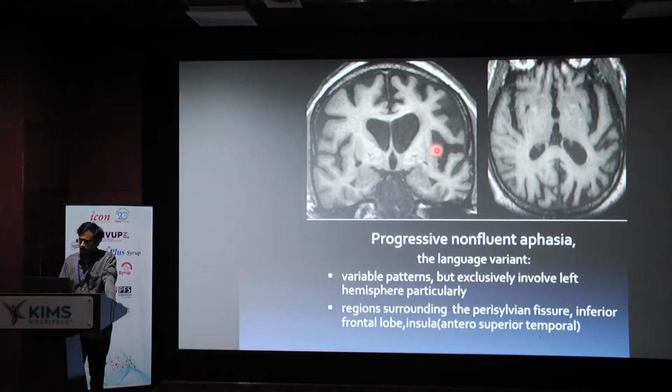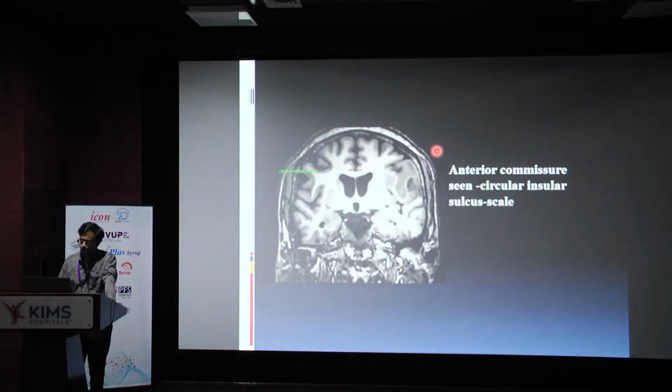Then coming to the language variant, where we tend to see a predominantly left-sided atrophy and peri-insular atrophy, or perisylvian fissure. Again, where to see this one? In the coronal sequence, where we tend to see the anterior commissure. So you should see the anterior commissure in this one, and then you see the circular insular sulcus. This is the one pointed with the green arrow, the circular insular sulcus at the level of the anterior commissure. Then you see what has happened to the sulcus on the right side. It is definitely widened and gone deep, whereas on the left side it has not yet opened up. So this is what we tend to see from the imaging point of view. You need to know which slice, where to see, and how to interpret it.